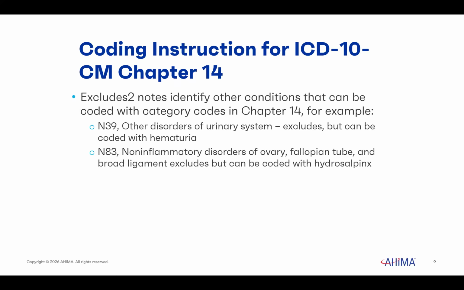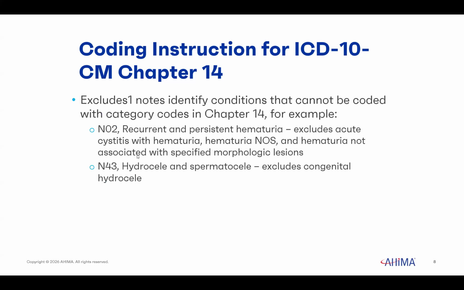Non-inflammatory diseases of the ovary, fallopian tube, and broad ligament excludes but can be coded with hydrosalpinx. That's a little bit different than N30.0, where you can have acute cystitis with hematuria not being coded with hematuria that's not otherwise specified. If something's specified, you can't use it with an unspecified code.